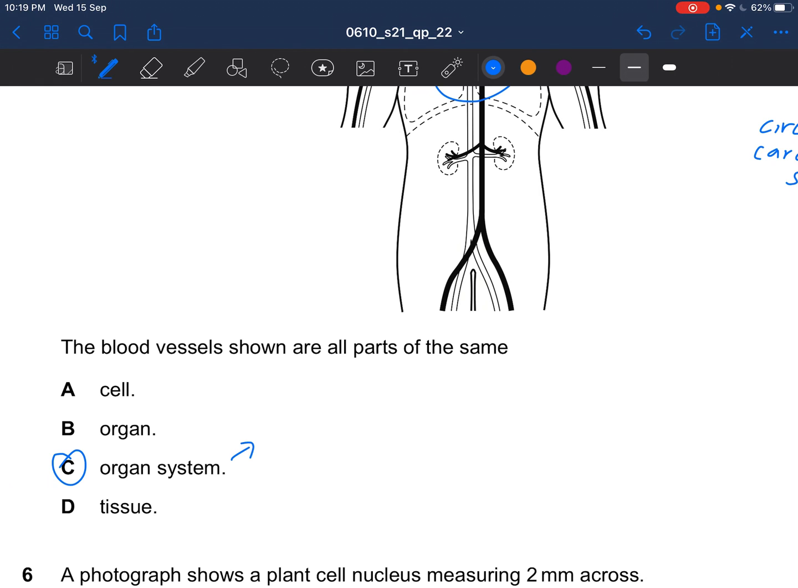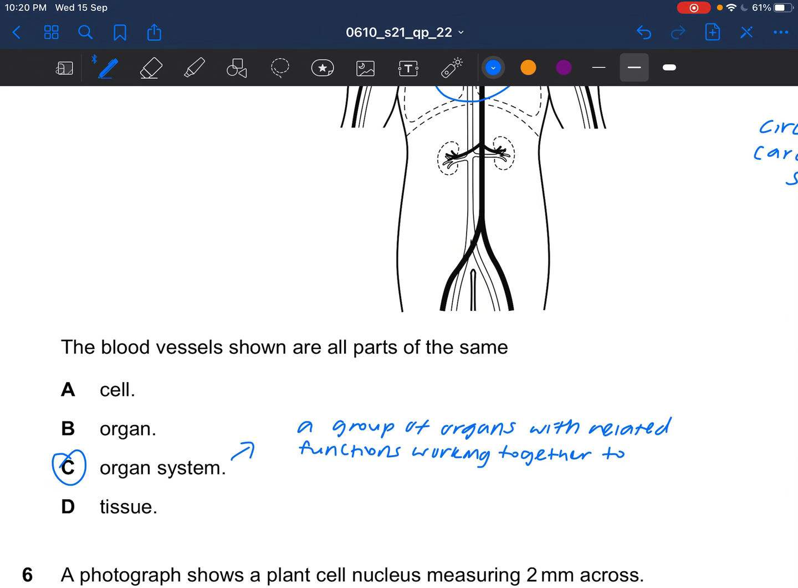Organ system. An organ system is a group of organs with related functions, working together to perform body functions.